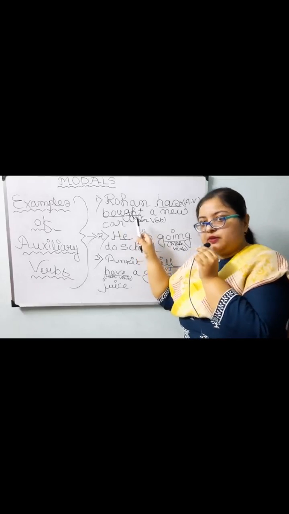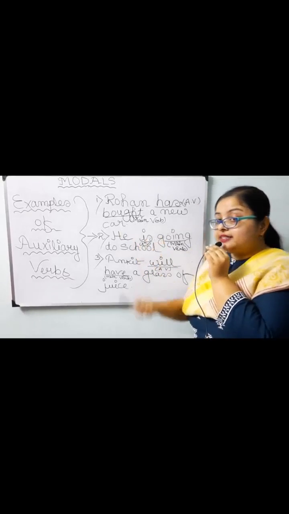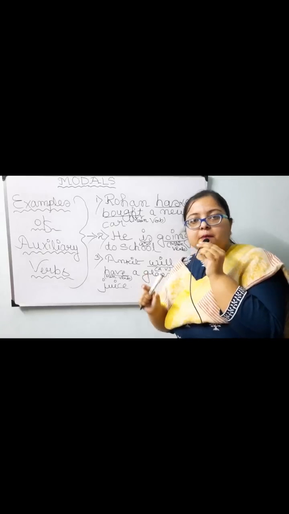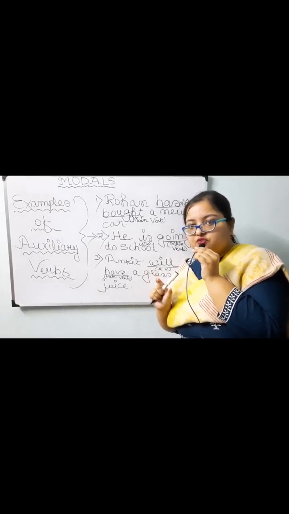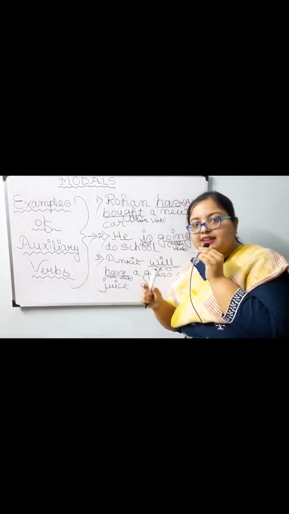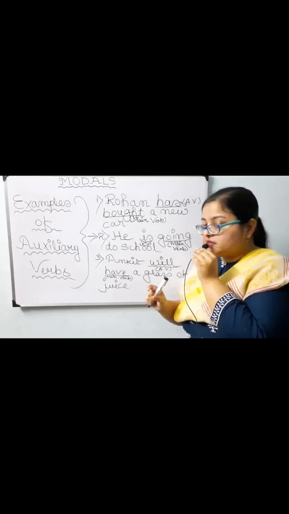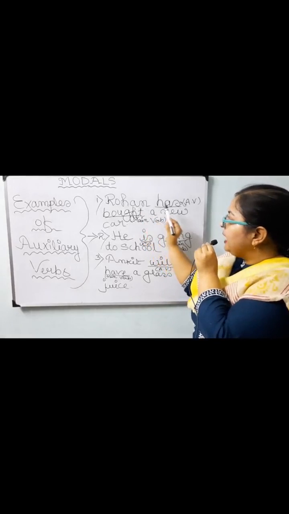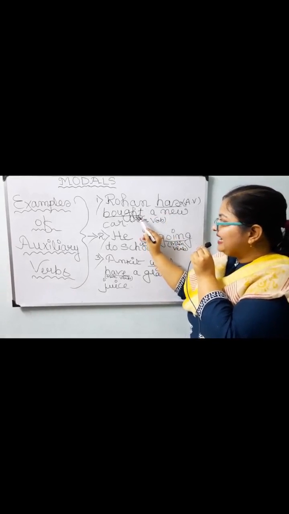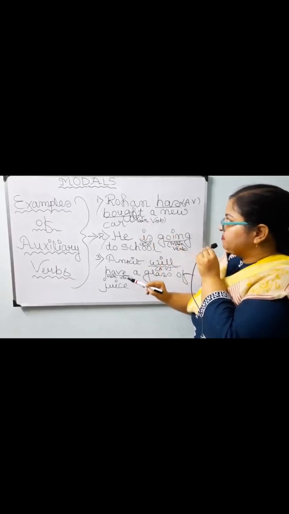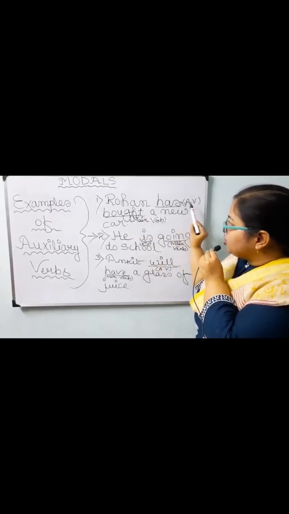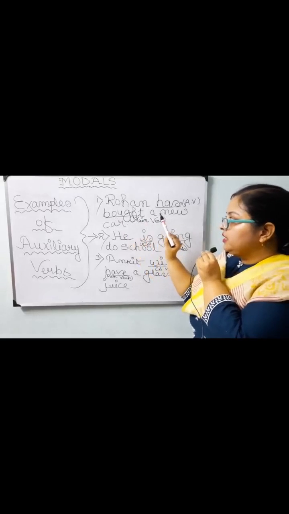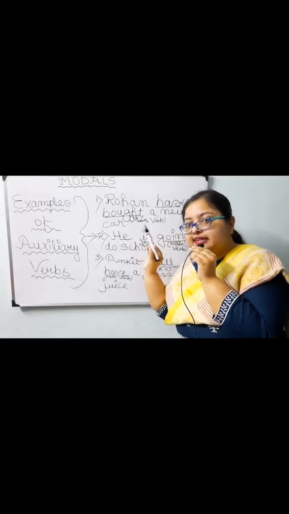Now bought over here is the third form of the word buy. Buy, bought, bought. First form buy, second form bought, again third form is bought. Past participle form is used over here, meaning bought. So Rohan has bought. Bought is acting as the main verb over here. Okay, has is the auxiliary verb which is supporting this word bought in this particular sentence.